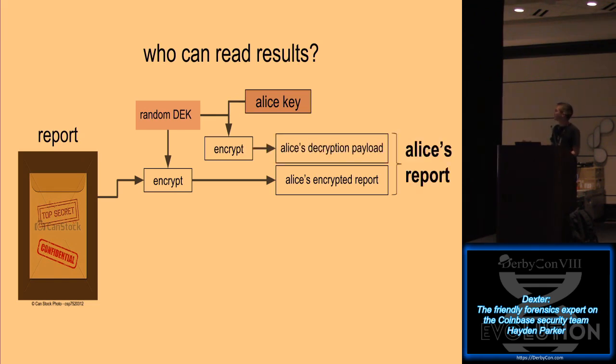Okay, but Alice needs to be able to read the encrypted report, of course. So we take Alice's public key, and we encrypt the data encryption key to give us the key encryption key. That's the KEK part of the KEK DEK. And then we get Alice's decryption payload. So together, these make up Alice's report. And we do this because we can't take an arbitrarily large report and encrypt it to an RSA public key without a lot of issues.